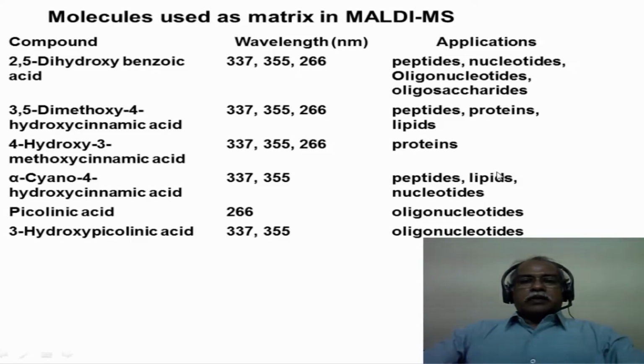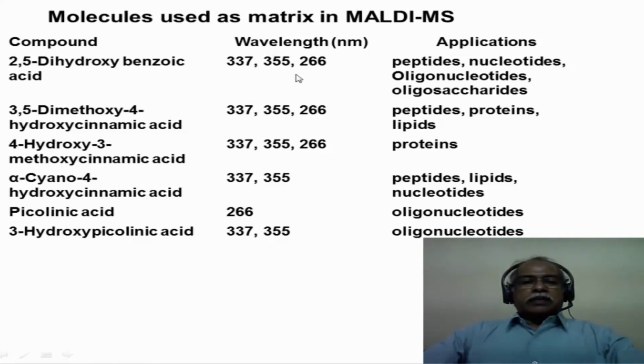Now the molecules that are used as matrix in MALDI spectrometry are given here. The list is given here. Most of them are acids in nature and they have UV visible absorption, and they are essentially used for the analysis of peptides, nucleotides, proteins, lipids and so on. Different applications are shown here.